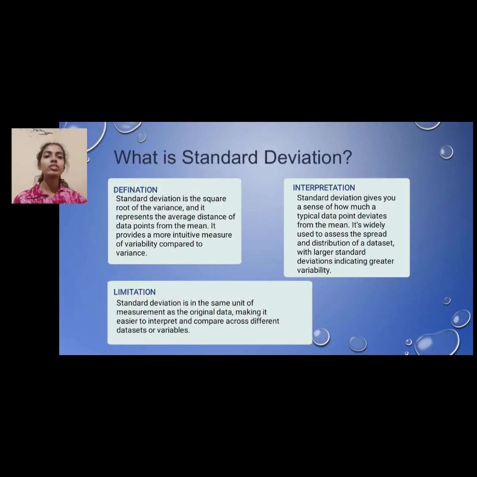What is standard deviation? Standard deviation is the square root of variance. It represents the average distance of data points from the mean. It provides a more intuitive measure of variability compared to variance. Standard deviation gives you a sense of how much a typical data point deviates from the mean. It is widely used to assess the spread and distribution of a dataset, with larger standard deviations indicating greater variability. Standard deviation is in the same unit of measurement as the original data, making it easier to interpret and compare across different datasets or variables.